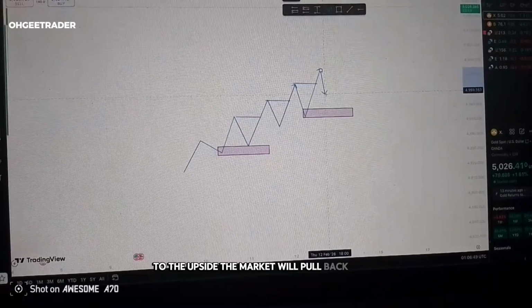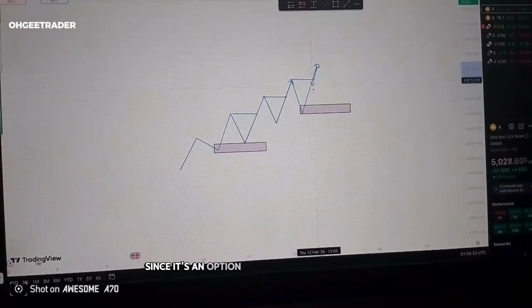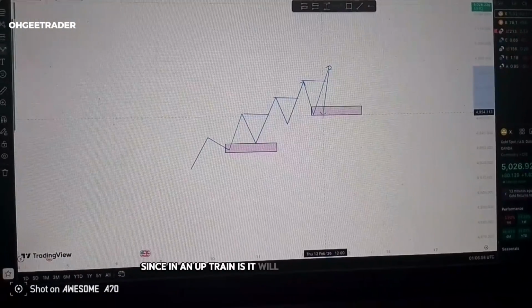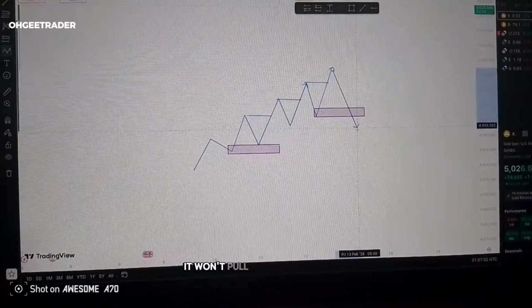The market will pull back down to this area. Since it's an uptrend, it will not take out this low. It will obviously pull back down, but it won't pull back down like this.